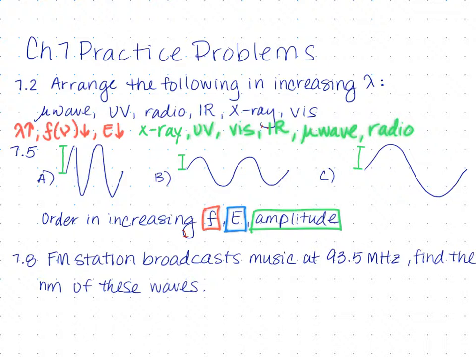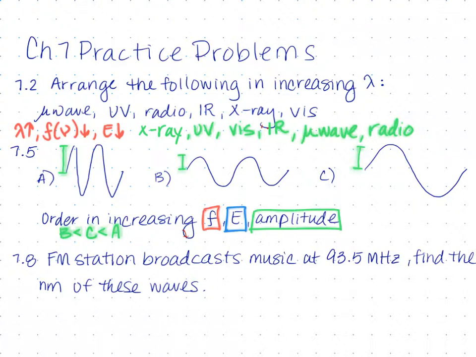So I'm going to say for sure B is the shortest. Then probably C is the next highest. And then A is the highest amplitude. The peak goes up the highest. Now let's do energy. So remember, like we put in the previous problem, as frequency goes down, energy goes down, and as wavelength goes up, energy goes down.